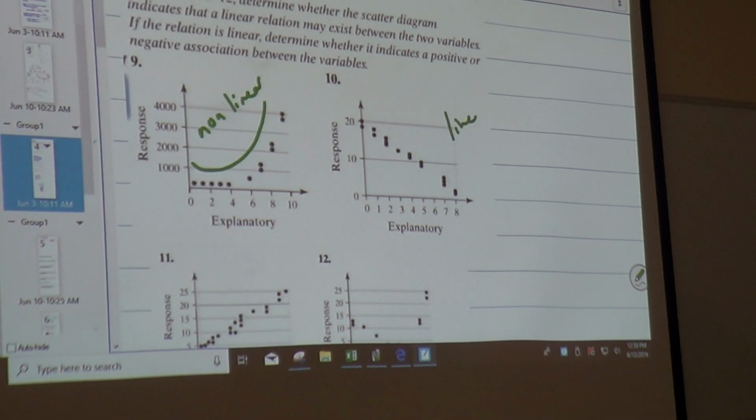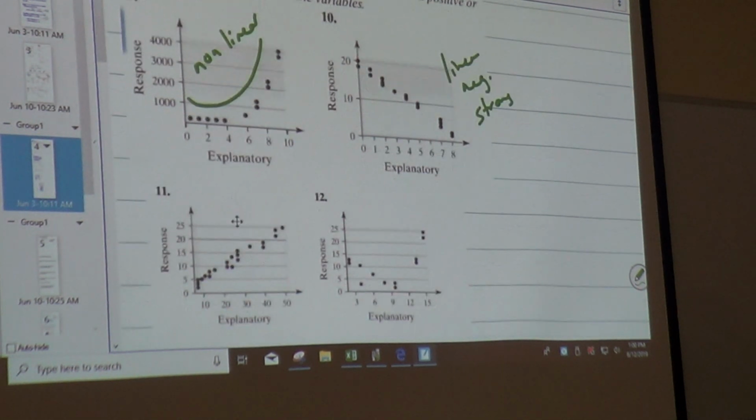Linear. Is it positive or negative? Negative. I'm going to go a step further. Is it weak, strong, or moderate? Strong. This one is strong because the R value would be up there. It would be like 0.8, 0.9, close to 1. This would be strong. Okay, let's look at the next one.